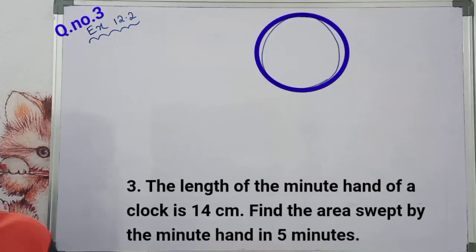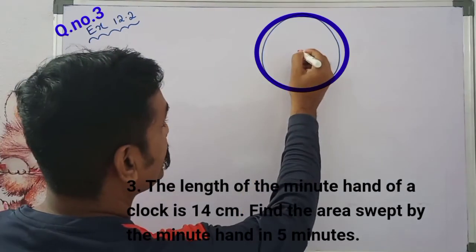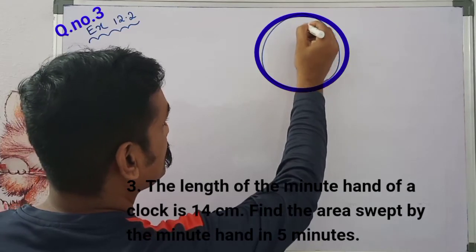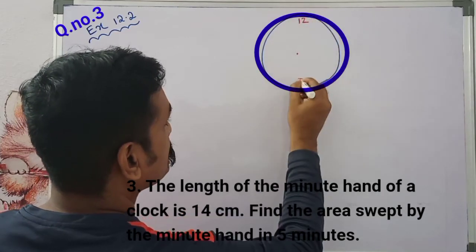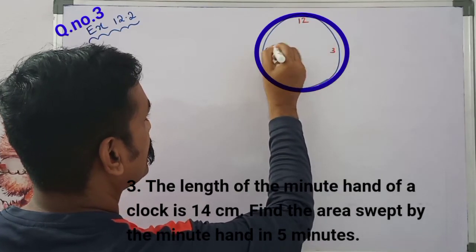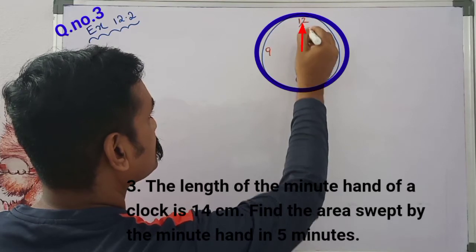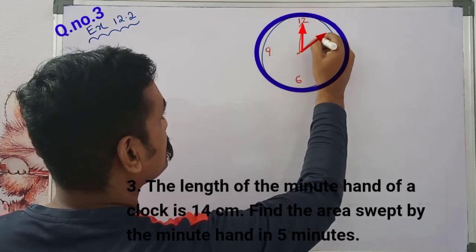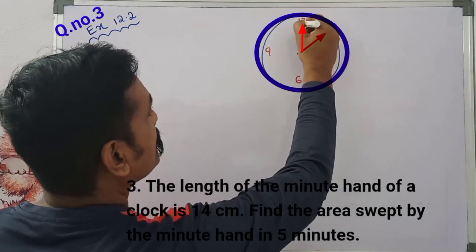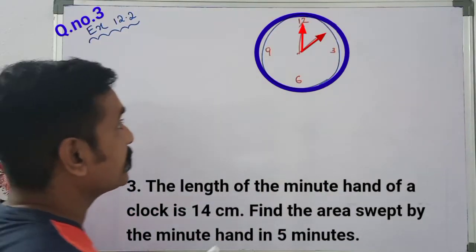The length of the minute hand of a clock is 14 centimeters. Now if you take here, this is 12, 6, 3 and 9. I am taking this as the minute hand and this as our hand. The length of the minute hand is given as 14 centimeters.